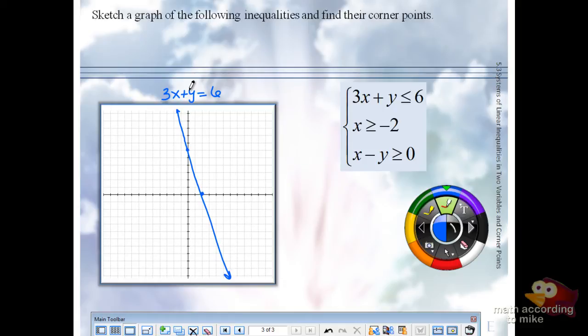So 0, 0's below the line, right? If we put in 0 for x, 0 for y, it'd make it true. So we shade the true side. So since it's below and it made it true, then all points below will make it true. Better? All right.